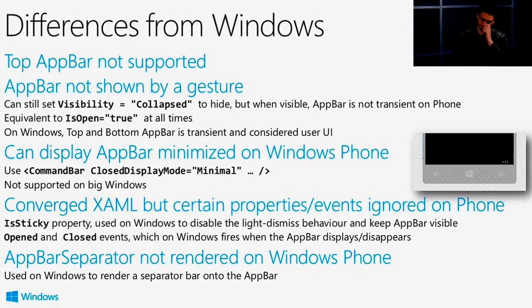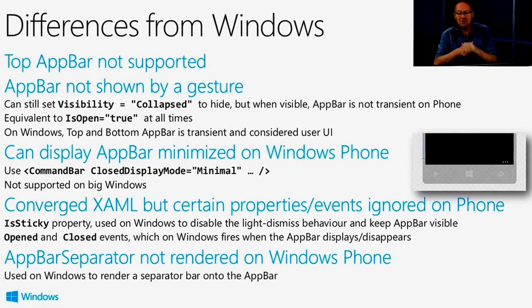The other thing with an app bar on big Windows is that it's not normally visible. In order to see it, you have to do a gesture, a little swipe from the top of the screen, and then your app bars are shown. That's obviously not true on phone either. The app bars, if you program them there, are always there, unless you programmatically set the visibility to collapsed. So they're always visible unless you programmatically hide them. It's not transient at all on phone.